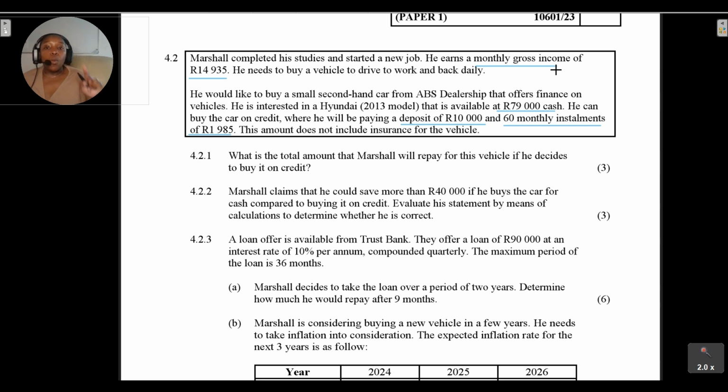Question 4.2.1. What is the total amount that Marshall will repay for this vehicle if he decides to buy it on credit? If he decides to buy this vehicle on credit, how much would he actually pay towards this car? Remember, this is the concept that is tested with hire purchase agreements. You need to know that there's a deposit that is paid. We need to include that amount when we're trying to calculate the total amount that he has to pay, and we also need to include the monthly installments that he will pay.